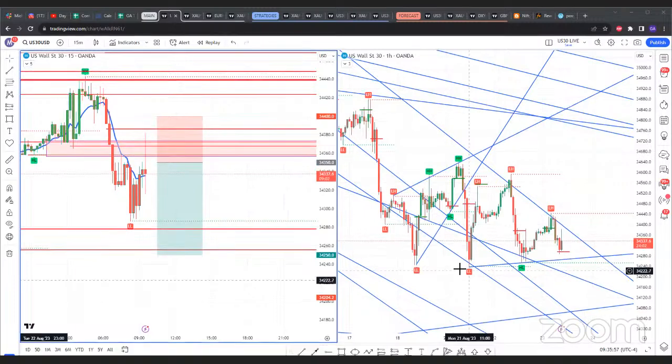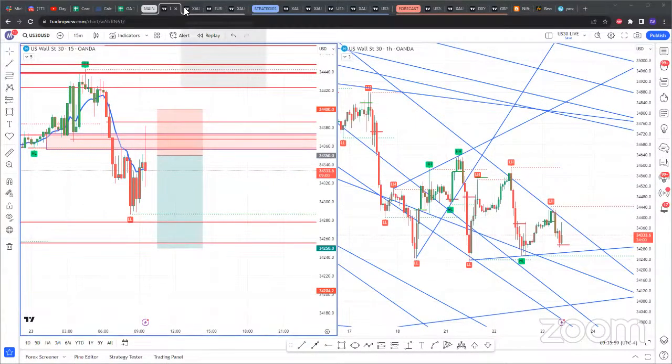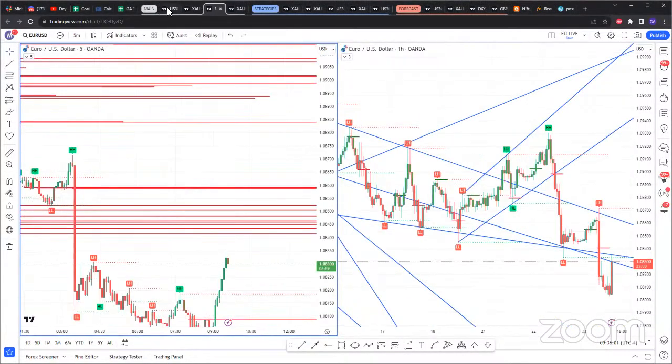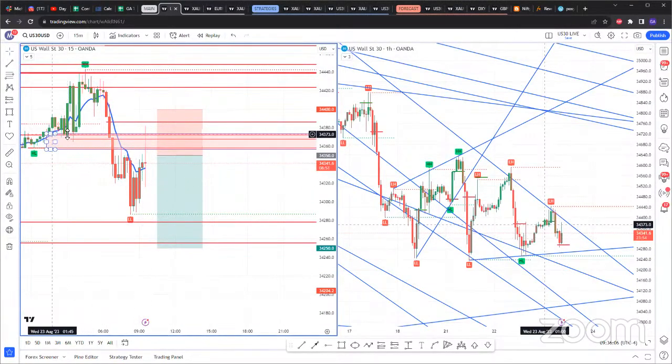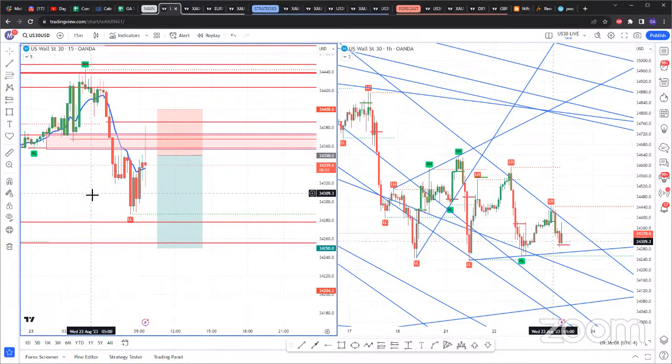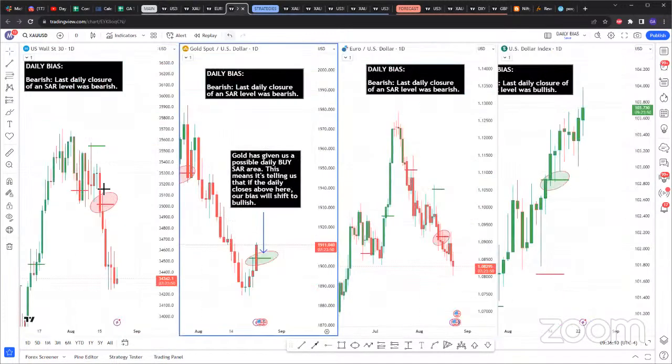As usual, doing analysis for US 30, gold, and EU. So I'm still holding a small US 30 sell, but this is the entry that I'm waiting for on the, you can see on the 15. Okay, so if we start on the daily, let's first start here.